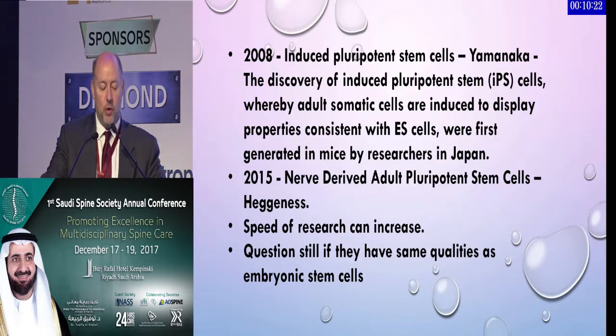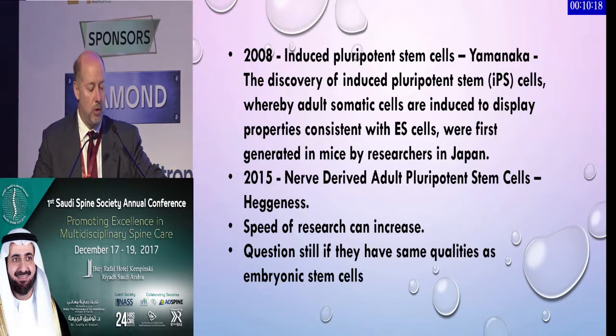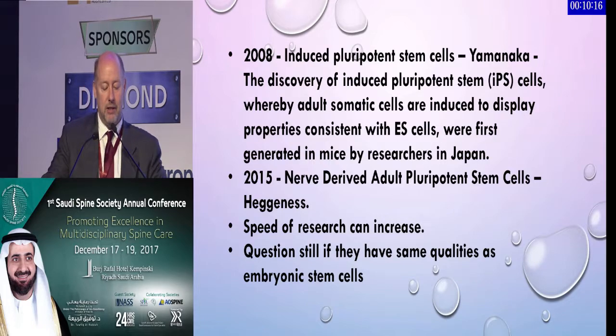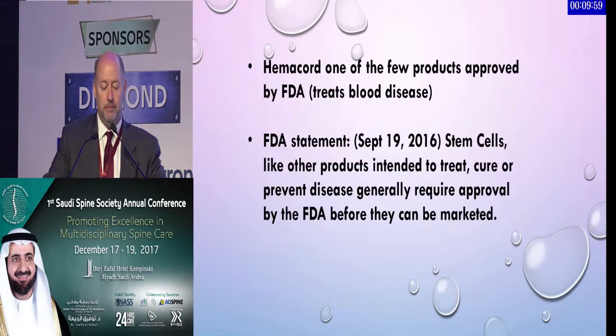And there's a question, though, about whether or not these adult-induced pluripotent stem cells have the same qualities as embryonic stem cells. This is from Barack Obama when he reversed the ban. He said, medical miracles do not happen simply by accident. They result from painstaking and costly research and from a government willing to support that work.